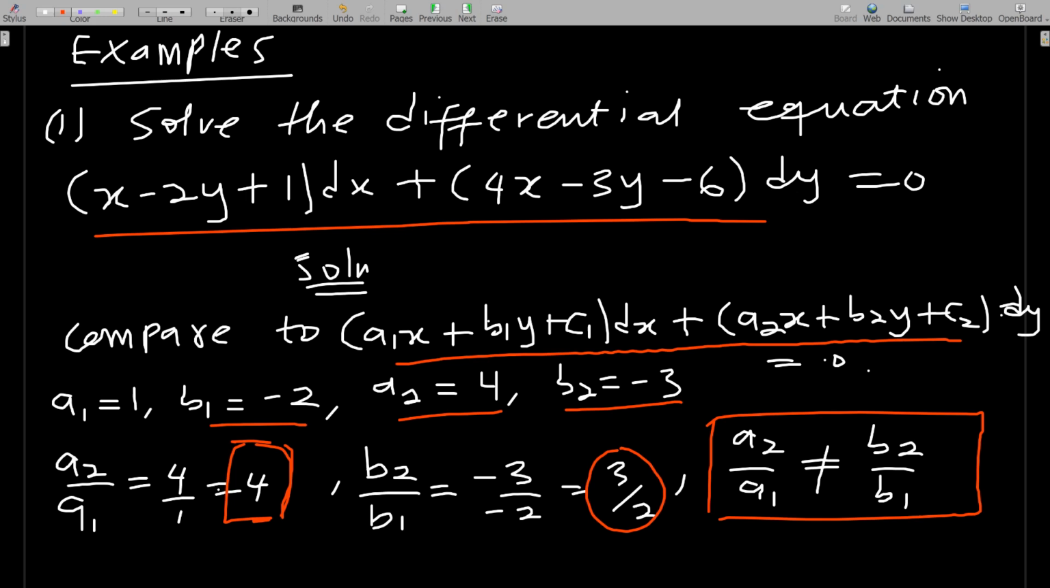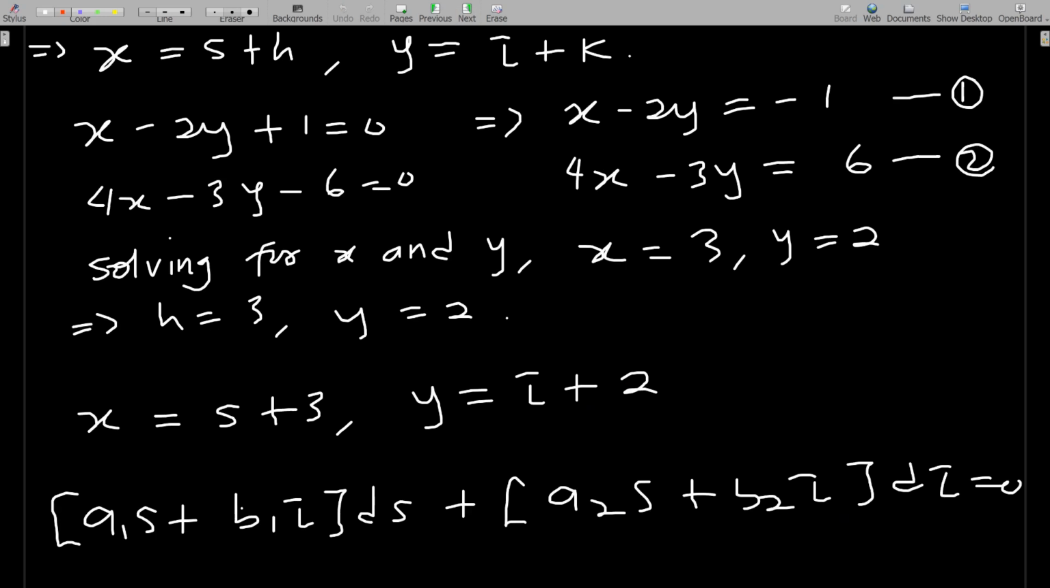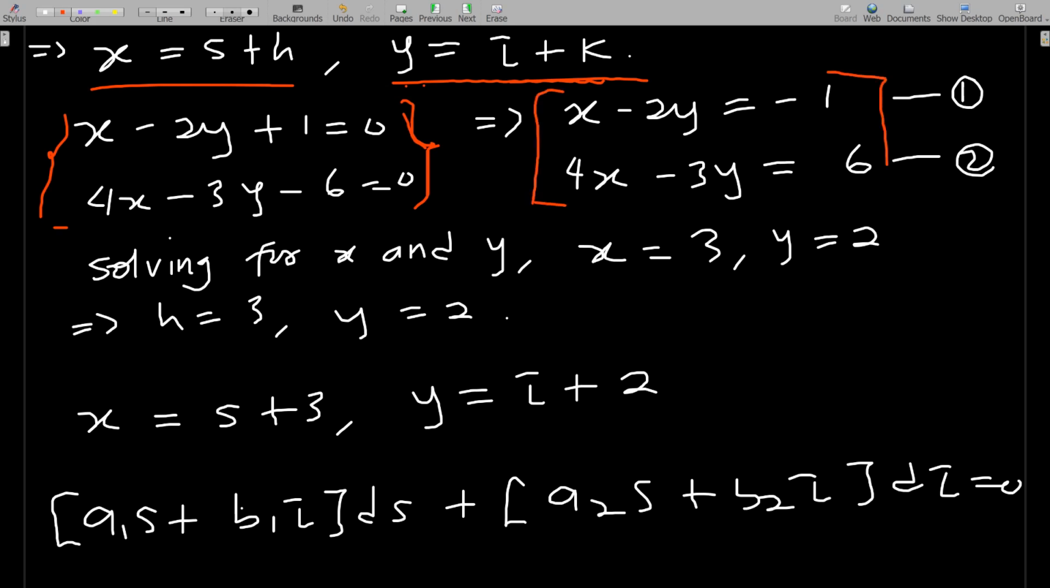Since they aren't the same, we go by the first case, and that says we should substitute x equal to capital S plus small h, then y equal to capital tau plus small k. And now our h and k come from solving this system, I mean the M of xy and the N of xy, solved simultaneously. The values you get for both x and y will be your h and k. So you're converting everything. This is how the equation looks.